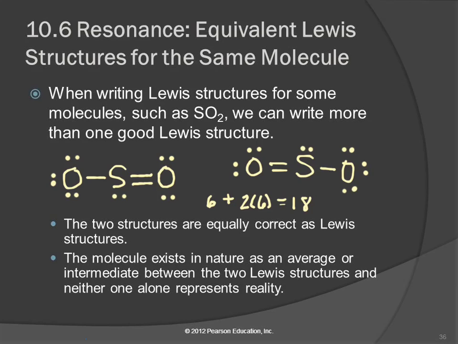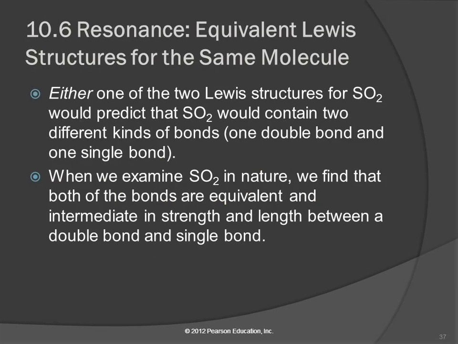You can't have a double bond between the sulfur and one oxygen and a double bond between the sulfur and the other oxygen. What actually exists is something that's between these 2. So neither one of these is actually correct. The real molecule is between these. Either of those would predict that the sulfur dioxide molecule has 2 different kinds of bonds, one double and one single. But when we examine the actual molecule, we find that the bonds between the sulfur and the oxygen are the same.